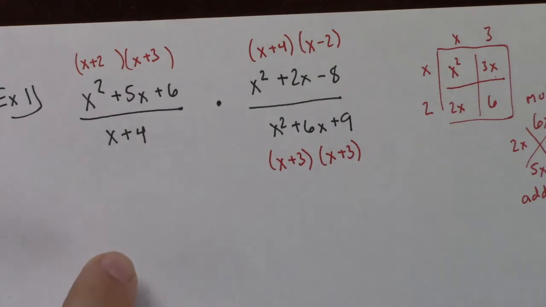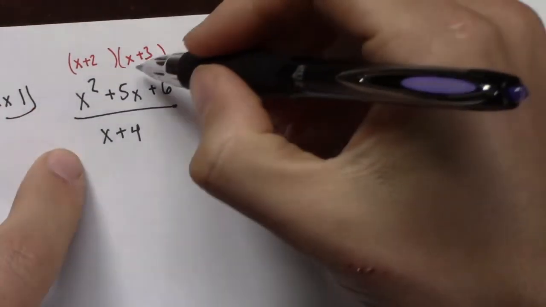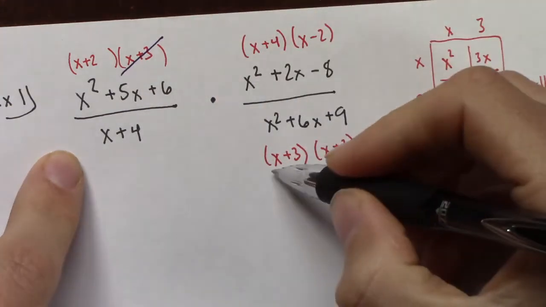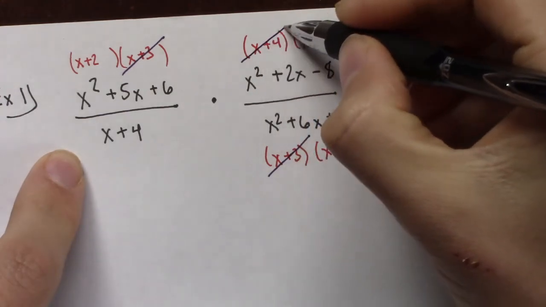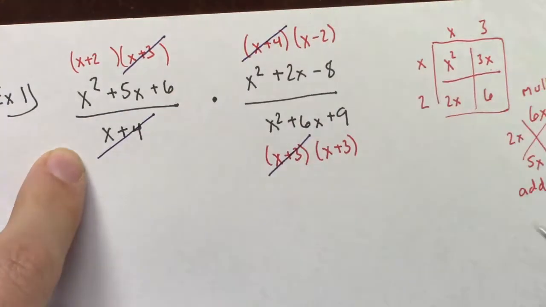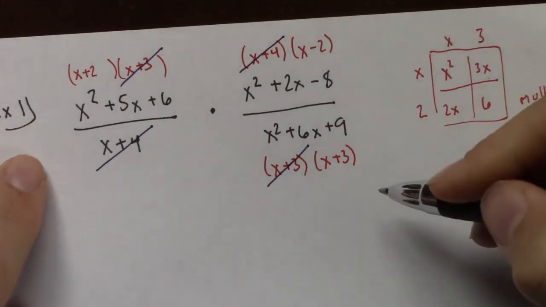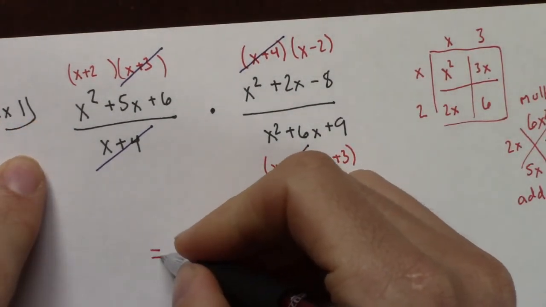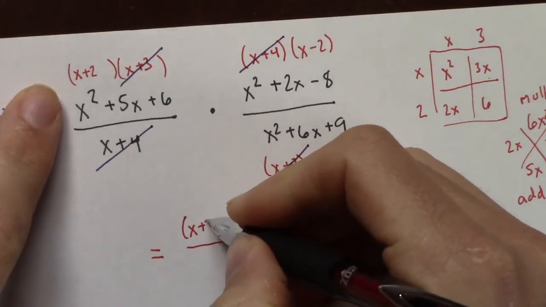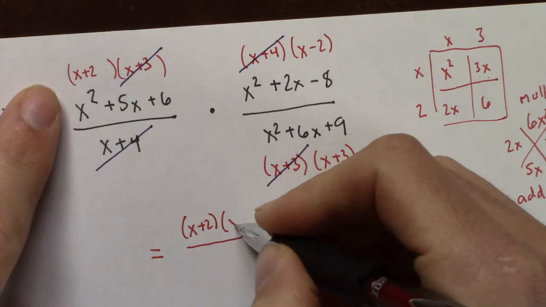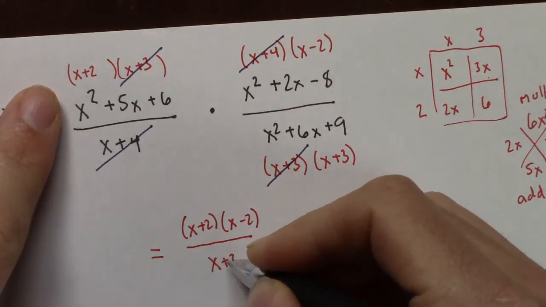But why not take advantage of the fact that I can simplify first? So I see that this x plus 3 right here can cancel with an x plus 3 down here. I see that this x plus 4 on top can cancel with this x plus 4 on the bottom. At this point, there's nothing else that I can cancel out. So my answer is going to be the parts that are left. I need an x plus 2. I need an x minus 2. And finally, I need an x plus 3.